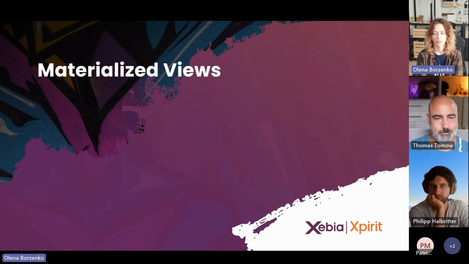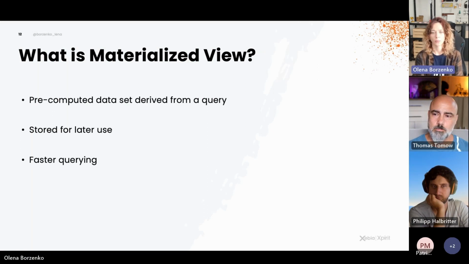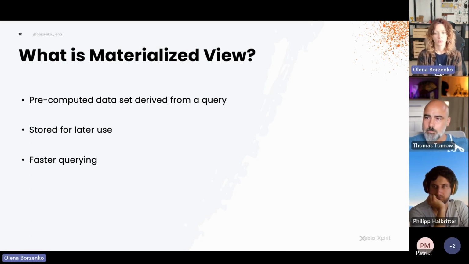What it actually is, I'm pretty sure that everyone is familiar with this approach from older databases, from traditional relational databases, because some kind of materialized views exist there too. Also, the creation of a snapshot is something similar to materialized views. So a materialized view is a pre-computed data set derived from a query. Because it's stored for later use, it's pre-computed, and it allows us faster querying. So querying a materialized view is faster than executing the actual query on the original data set.